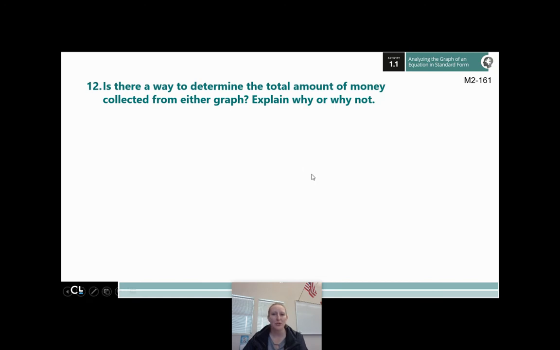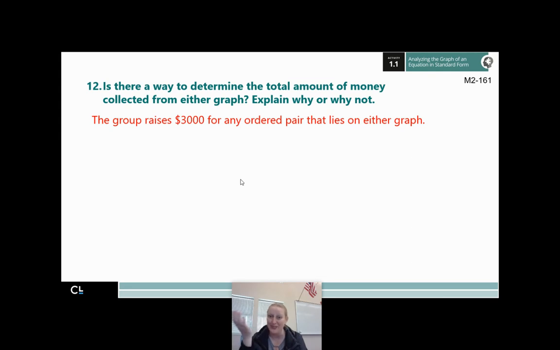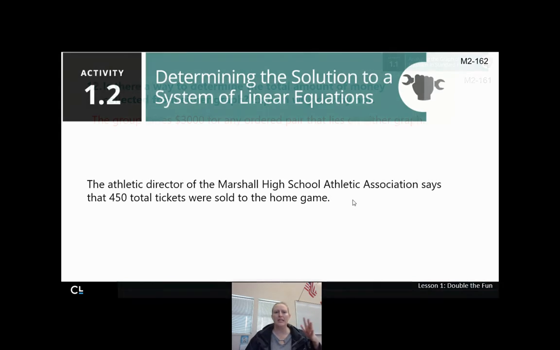Yeah, it actually doesn't matter which graph you use, guys. Either way, the group's going to raise $3,000 for any ordered pair that's on either graph. It really doesn't matter which one you use. They will both hopefully help us reach our goal of $3,000. But let's take this. So they've done their sales, and here's what they found.